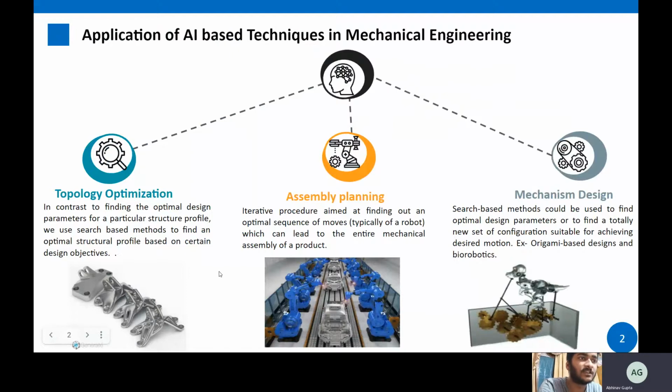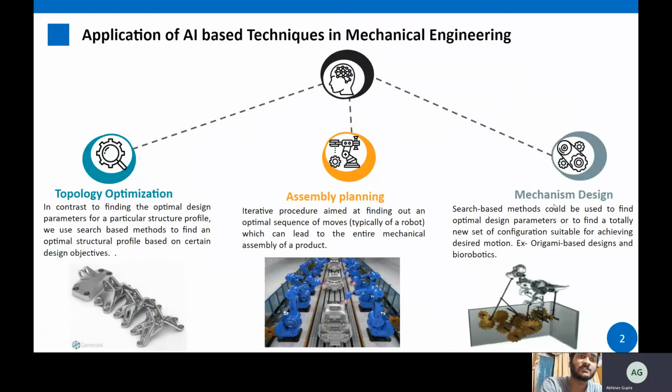entire topology itself. In assembly planning, this is the iterative procedure aimed at finding an optimal sequence of moves, typically of a robot, which can lead to the entire mechanical assembly of a product. As you can see in the figure, several robots could be seen assembling the cars.